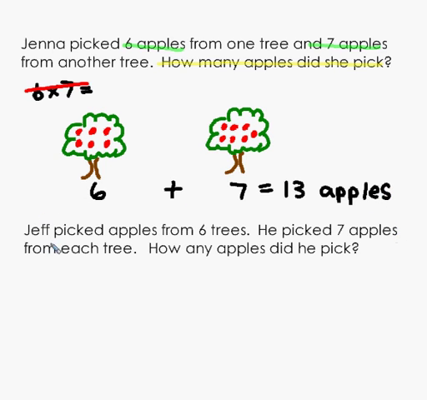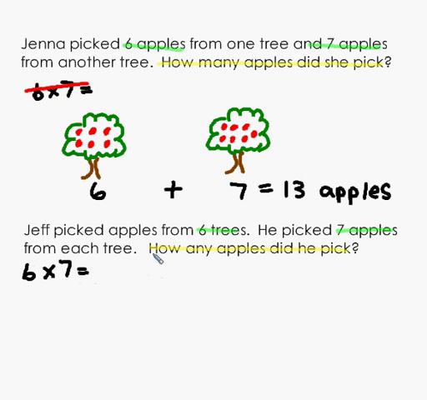Let's look at this one. Jeff picked apples from 6 trees. He picked 7 apples from each tree. How many apples did he pick? So we're still trying to figure out how many apples were picked. This time we're talking about Jeff. The important numbers are still 6 and 7.